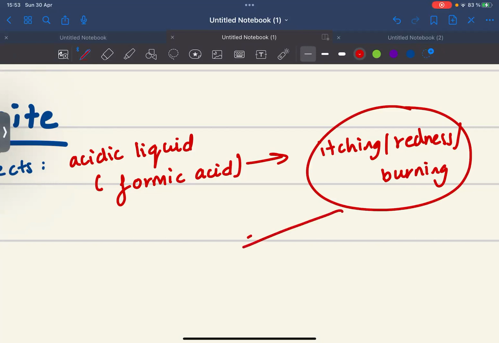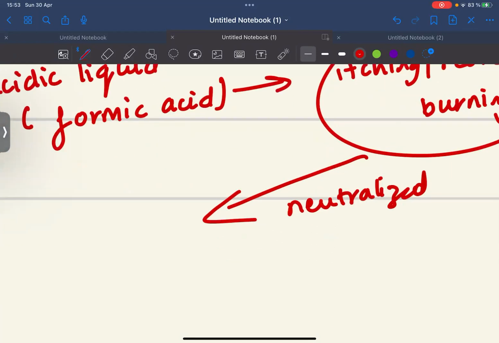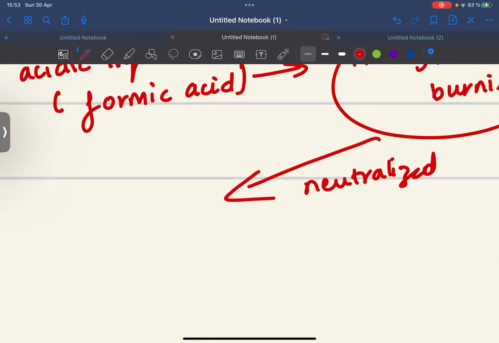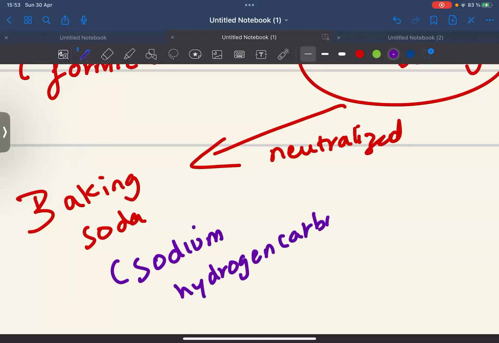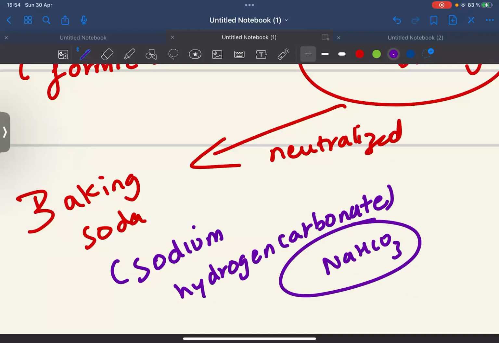All this is neutralized by adding a base, and the base that you use here is baking soda. You apply baking soda, the itching will go down. Baking soda's chemical name is sodium hydrogen carbonate, or NaHCO3. This is the chemical formula.